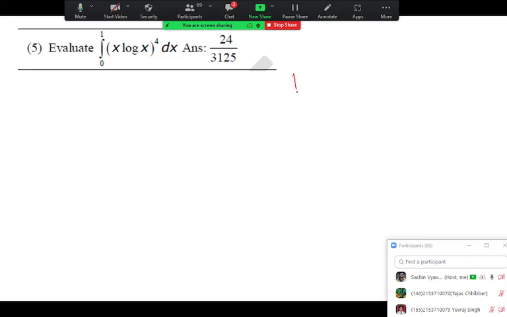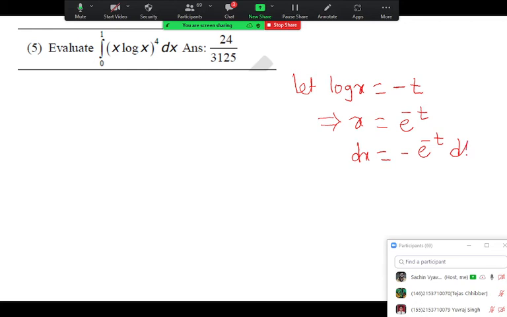So in this case, the required substitution is that log x should be replaced by minus t. Why minus t? Because we require e raised to minus again. So this gives us the value of x as e raised to minus t, and that we require actually, the e raised to minus t term there. One more thing to replace is dx, and dx is minus e raised to minus t dt. That's the derivative of x.